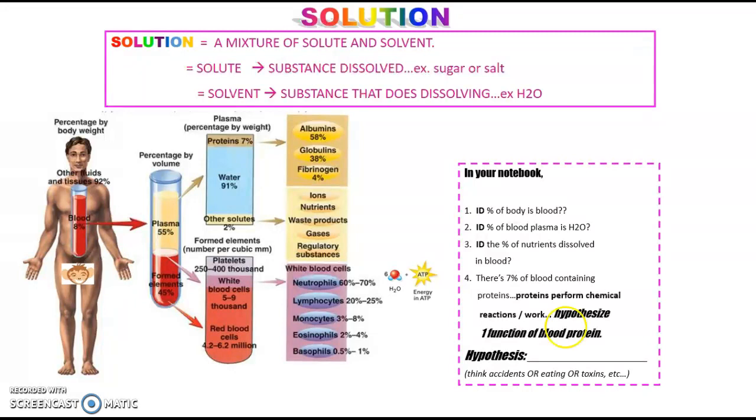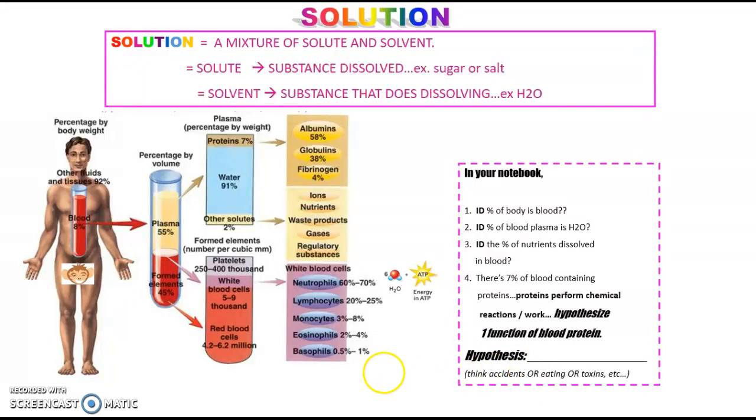It says hypothesize one function of a blood protein. So what do you think? What's one thing that a protein might do? Like, why would it even be in the blood? If we know proteins do work, that's their purpose, right? Proteins do work in the body. So why do you think we would have proteins in our blood?